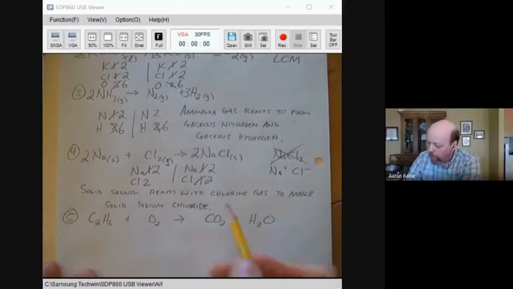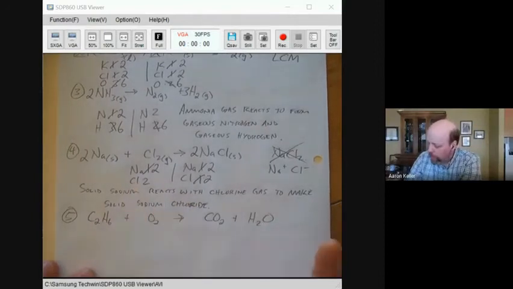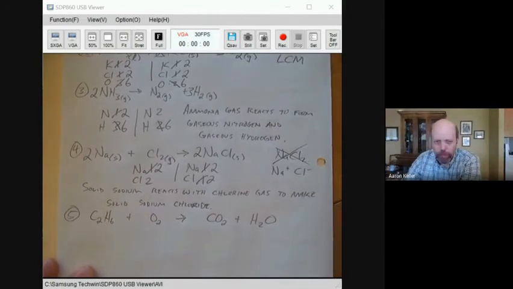Anyways, so that's how you write out the description in words. You just name each thing and give its phase of matter, and you say reacts with for the 2 reactants. And for the products, you just name those products, after some appropriate verb.